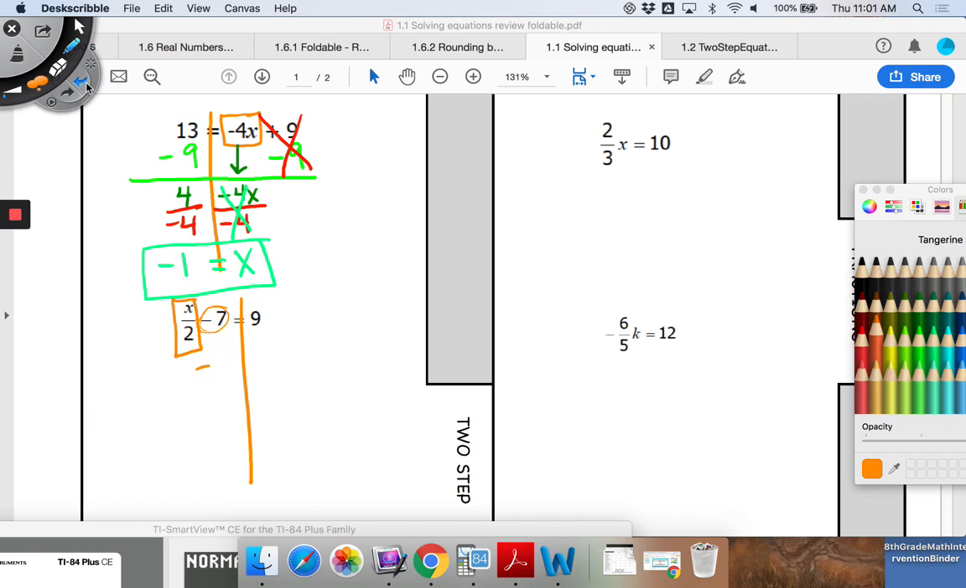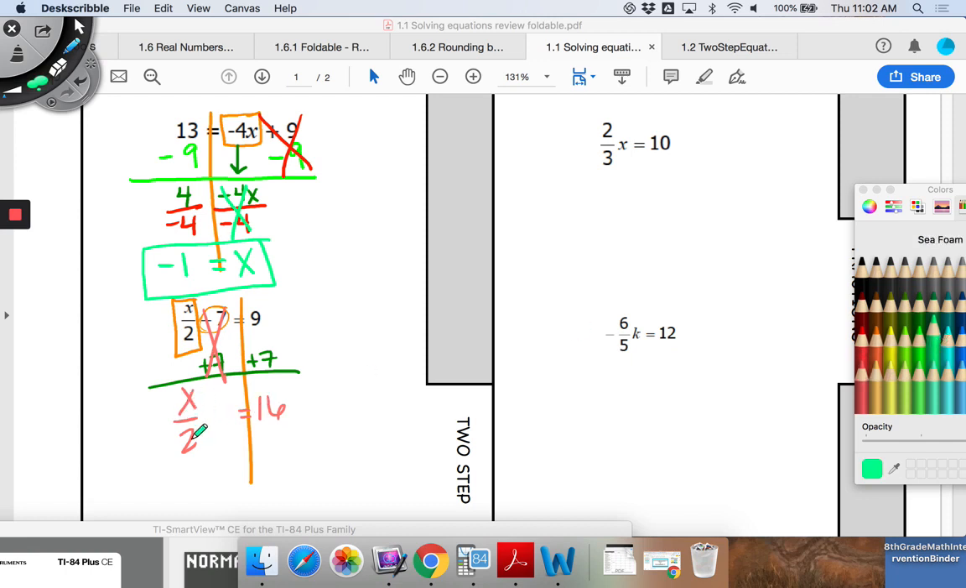I want to change colors. But what I do to one side, I have to do to the other side. So now I'm left with x over 2. I haven't dealt with that yet. These cancel out, and then 9 plus 7 is 16.